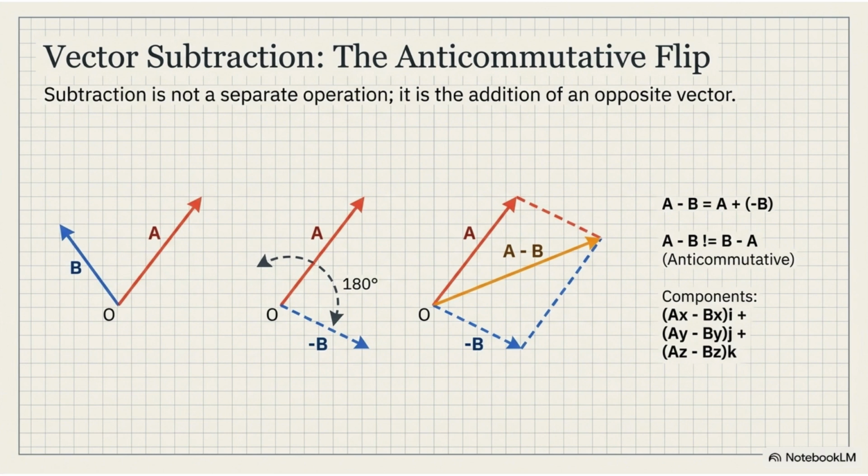Vector subtraction. Subtracting vectors means adding the opposite vector. Instead of writing a minus b, write a plus negative b. Reverse the direction of vector b, then perform ordinary vector addition. For example, driving 20 kilometers toward the east and subtracting 5 kilometers toward the east is equivalent to adding 5 kilometers toward the west.